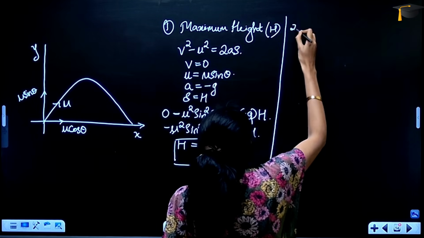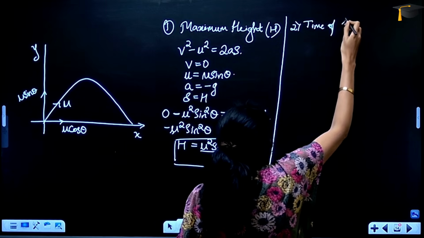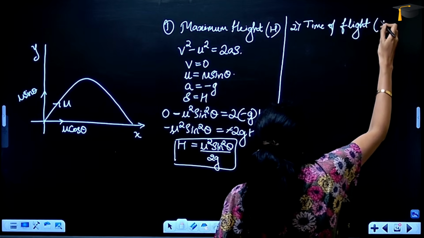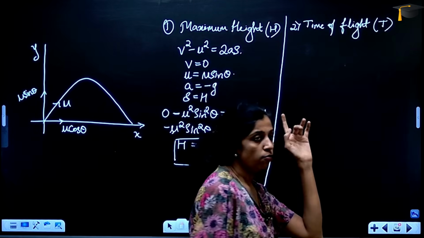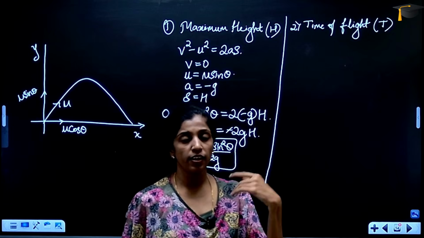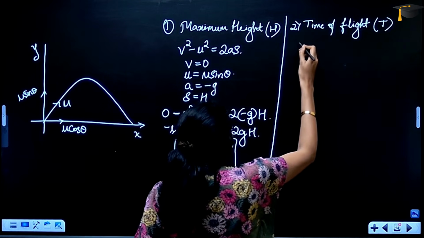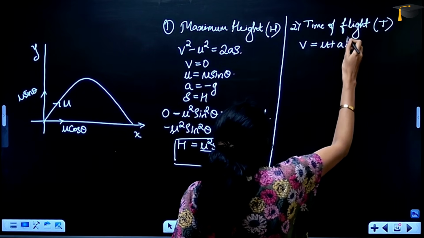So next, let me take time of flight. Okay, so what's the time of flight throughout the projectile motion? I'll take it as t. Now, the next set of equations: first I took s equals ut plus half at square. Next, I'm taking v square minus u square equals 2as. Now, the third, I'll be taking a very simple equation, that is v equals u plus at.